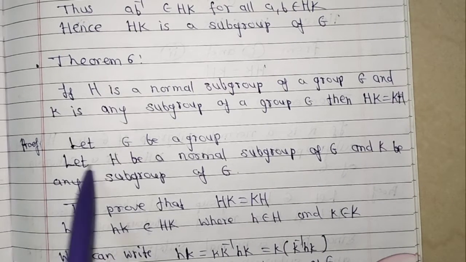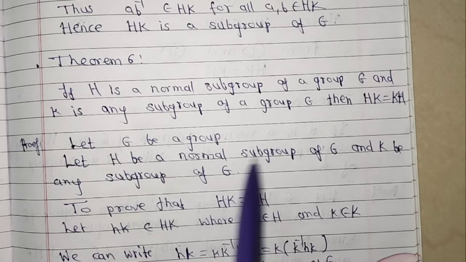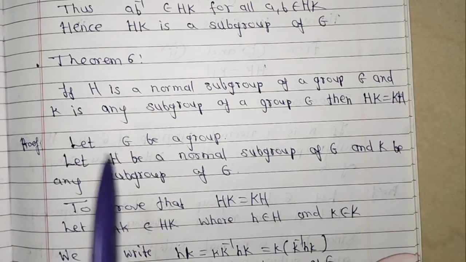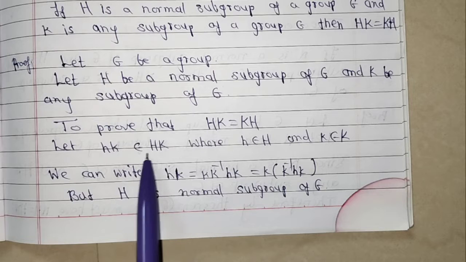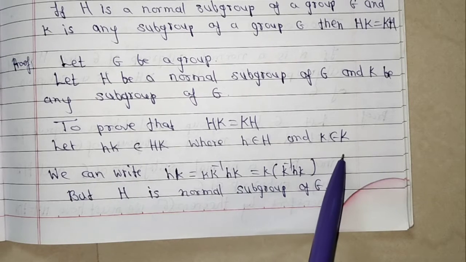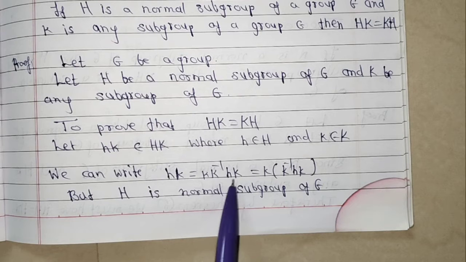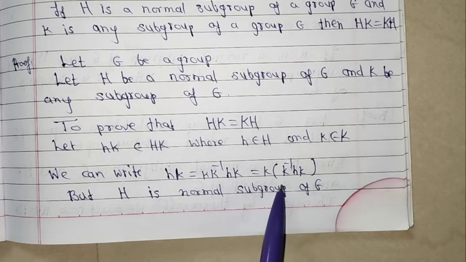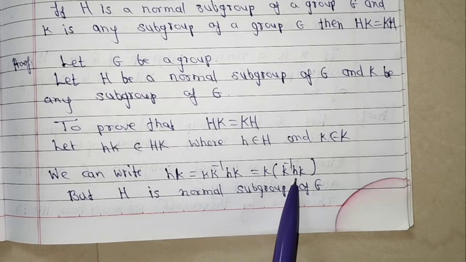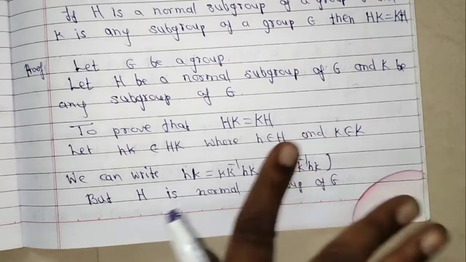In the proof of this theorem, let us assume that G is a group and H is a normal subgroup of G and K is any subgroup of group G. To prove that HK equal to KH, let small hk belong to HK, where h belongs to H and k belongs to K. Here we can write hk equal to k into k inverse into hk, since k into k inverse is the identity element, which is equal to k into bracket k inverse into hk bracket complete by associative property. But H is a normal subgroup of group G.